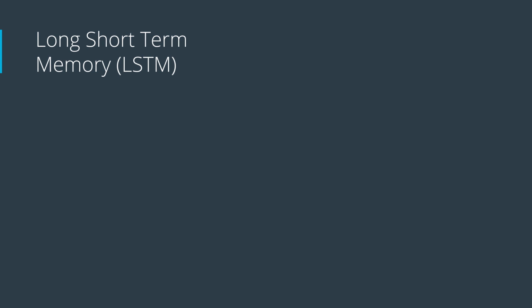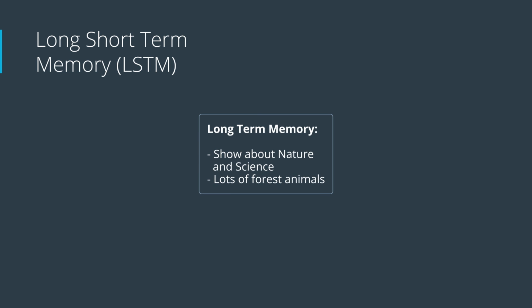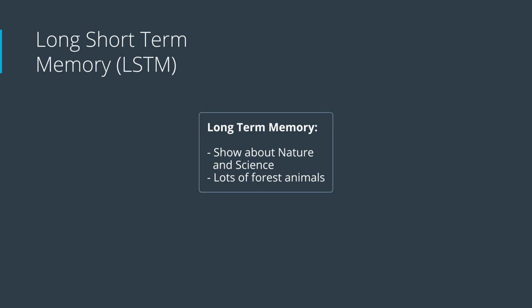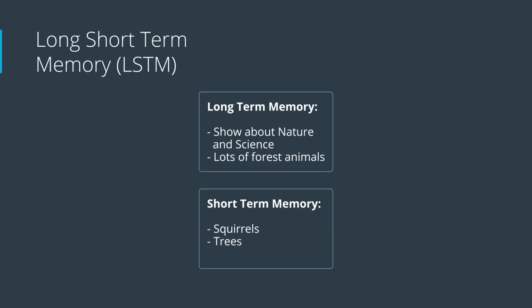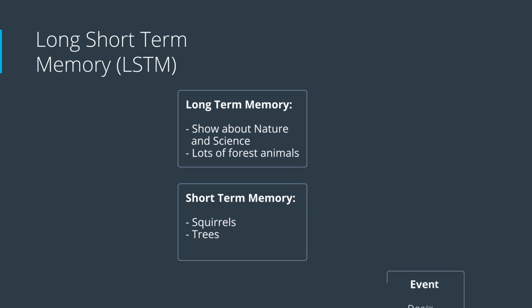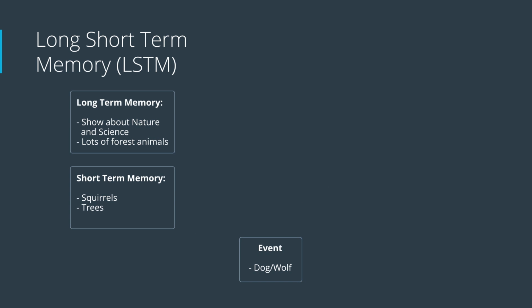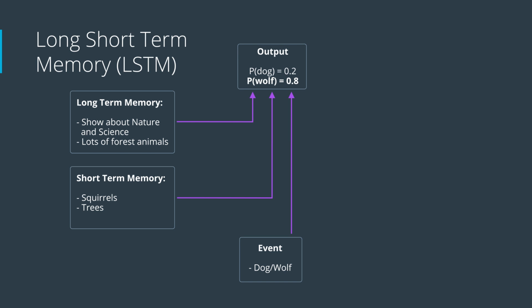So let's recap. We have the following problem. We're watching a TV show and we have a long-term memory, which is that the show is about nature and science, and that lots of forest animals have appeared. We also have a short-term memory, which is what we have recently seen, which is squirrels and trees. And we have a current event, which is what we just saw, the image of a dog, which could also be a wolf. And we want these three things to combine to form a prediction of what our image is.